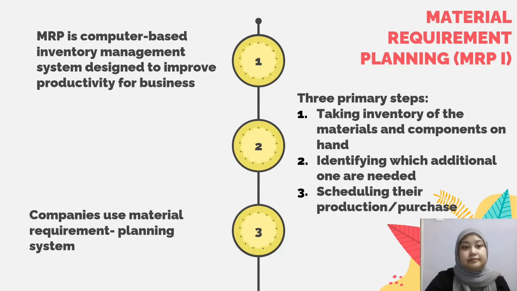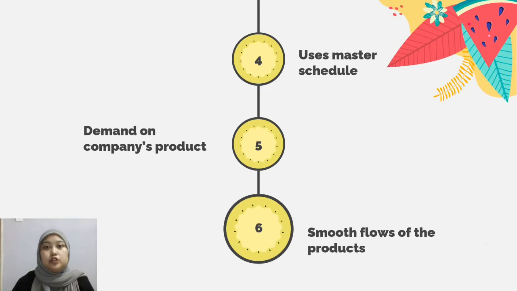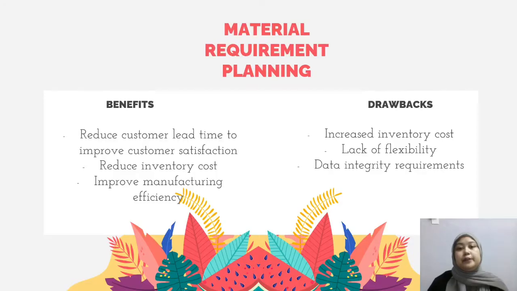Okay, MRP uses a master schedule to ensure the material, labor, and equipment needed for the production are at the right place, in the right quantity, and at the right time. The schedule is based on forecast demand for the company's products. And MRP also ensures a smooth flow of the finished products. Okay, the objective of MRP is to make sure the materials and components are available when needed in the production process and manufacturing takes place on schedule.